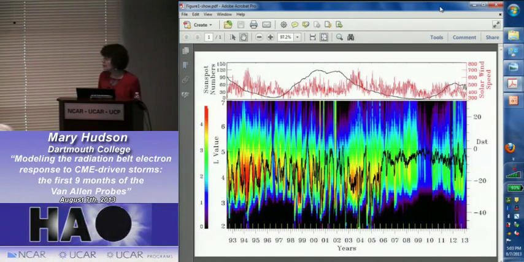also for showing more recent data from Van Allen Probes, where you have radial distance along the y-axis measured in units of Earth radii, and you have time going across the x-axis here. So 2 solar cycles worth of data, 2 to 6 MeV electron fluxes.